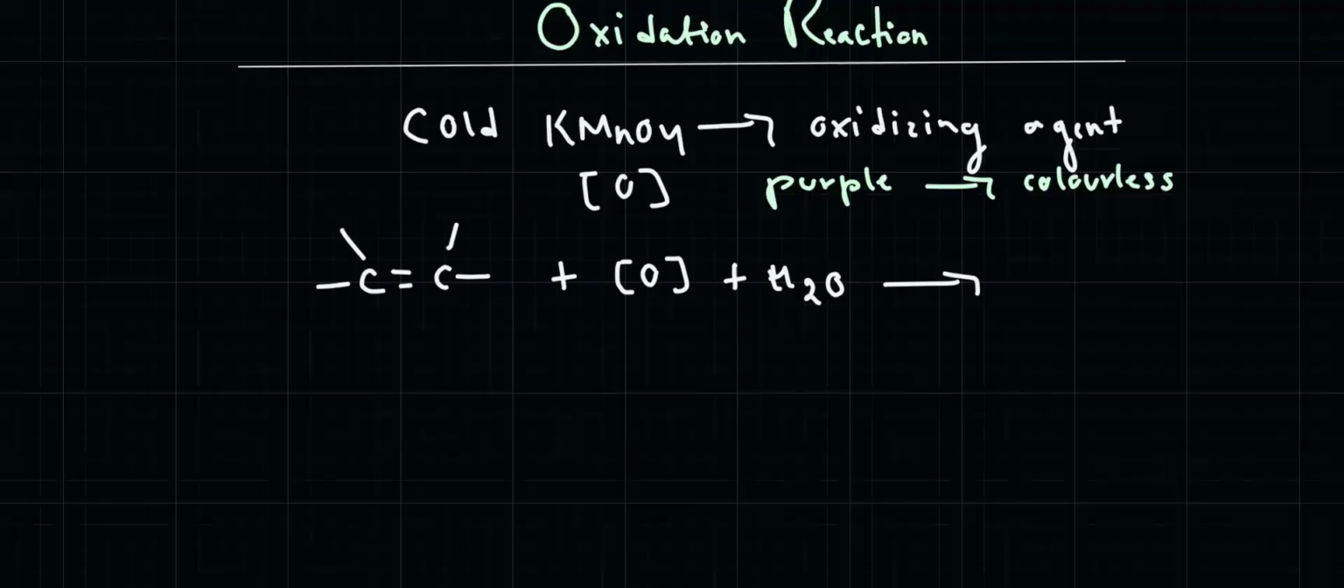So when the permanganate is cold and you react it with some kind of alkene, it forms a diol. What happens is it opens up the double bond and forms OH. Wherever there's a double bond, if you add cold permanganate, you're going to end up getting two hydroxides, and we call it a diol. It's called ethanediol.